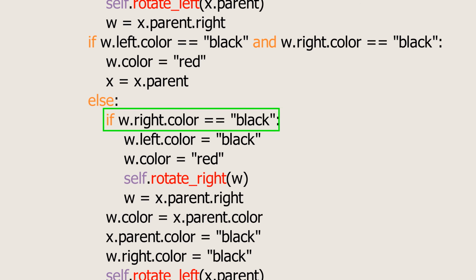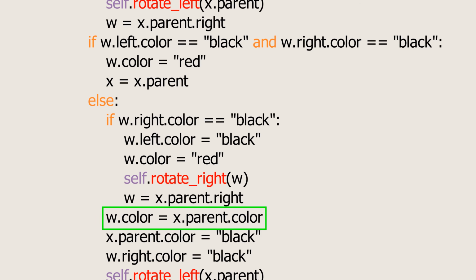If the sibling is black and its left child is red, while the right child is black, we recolor the left child to black and the sibling to red. Then we perform a right rotation on the sibling to set up for further adjustments. After the rotation, we reassign w to the updated sibling node and continue fixing the tree.